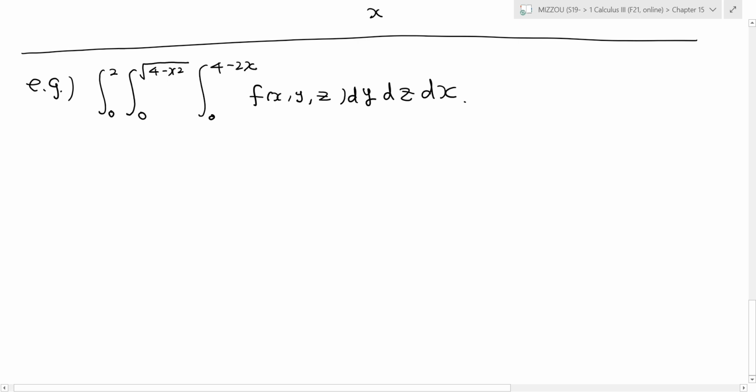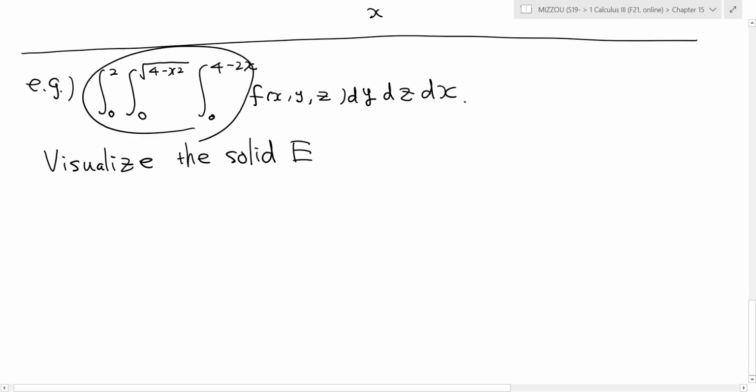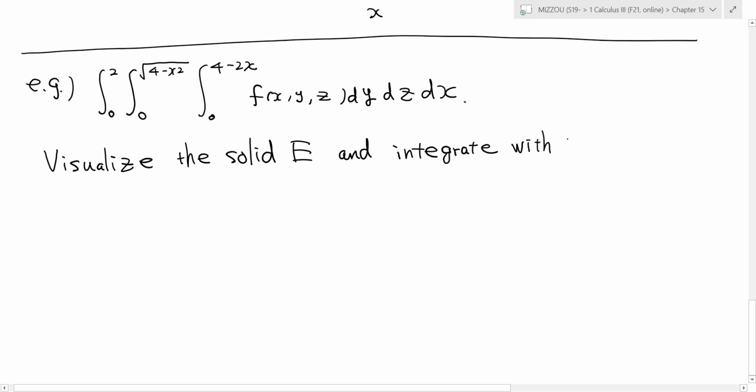Suppose you are given a triple integral like this, and then visualize the solid E, namely the region of integration, the solid given by those limits, and integrate with z first. Okay, how are we going to do this?